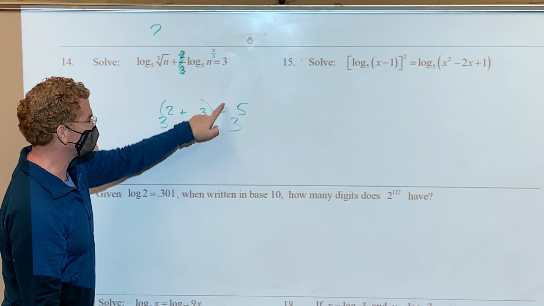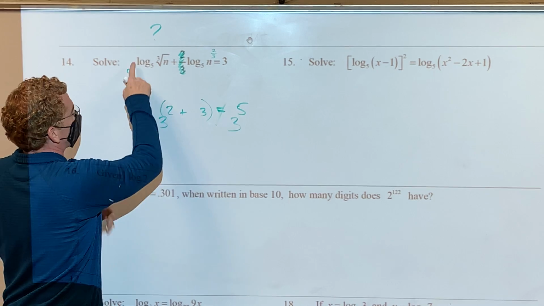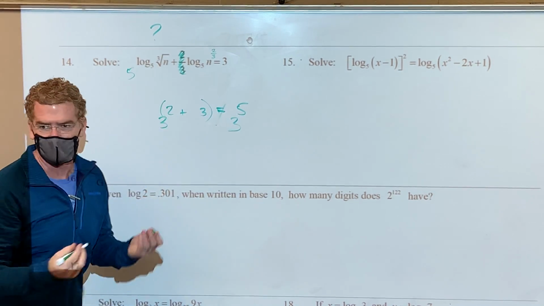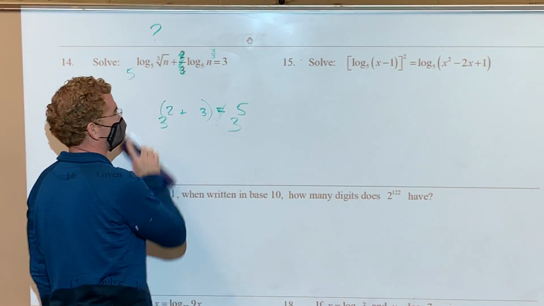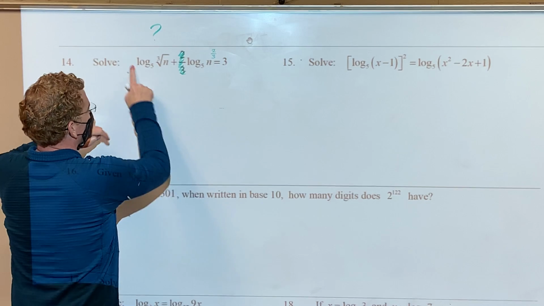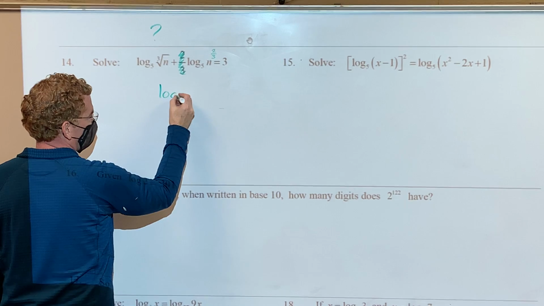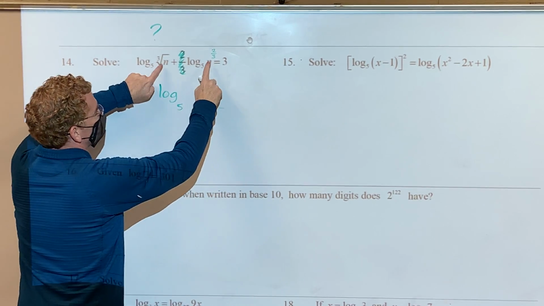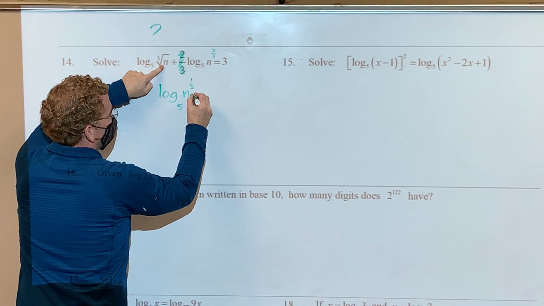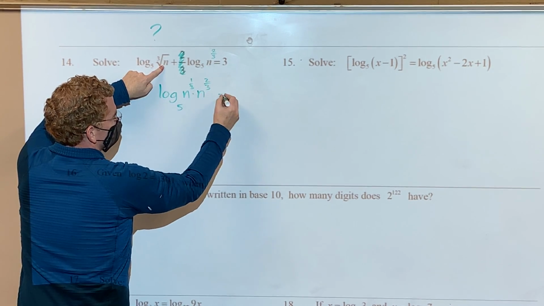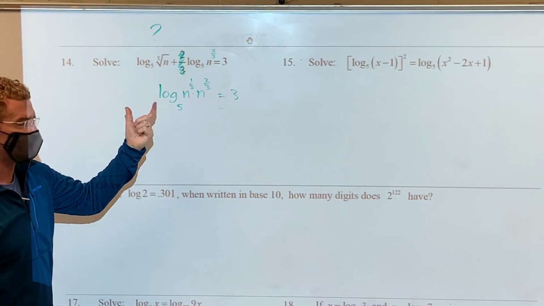3 to the 5th is 3 to the 5th, but I don't know what I'm doing at this point going 5 to that with 2 logs. I don't have a log rule for that. So how do I take these 2 logs and make them 1 log so that I can exponentiate? Before I exponentiate, after I move the 2/3, to add 2 logs, I combine it into 1 log by doing what? Multiplying. And what is an n to the 1/3 times an n to the 2/3? How do I multiply like bases? Add, keep the base, and add the exponents.